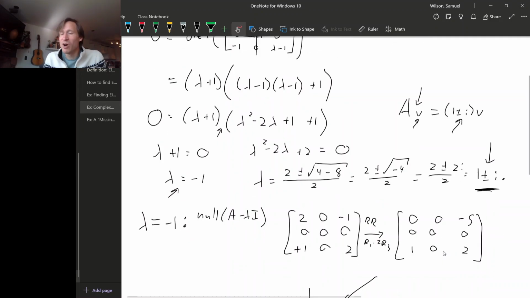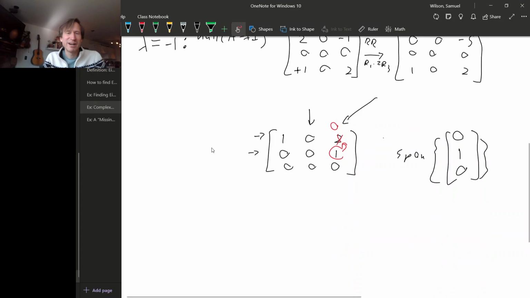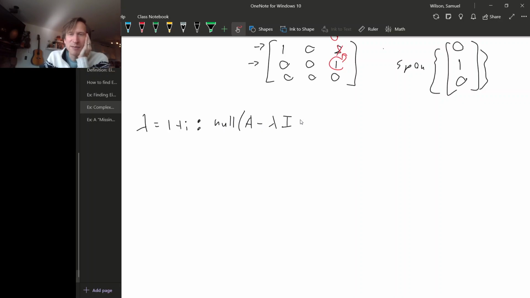Now, if we really want to, we can come up with an eigenspace for these eigenvalues, 1 plus i and 1 minus i, but we'll do 1. And it works exactly the same way. So we're just going to find the null space of A minus lambda I, capital I, the identity matrix. But in this case, this lambda is this complex number, so this is going to be a little trickier.